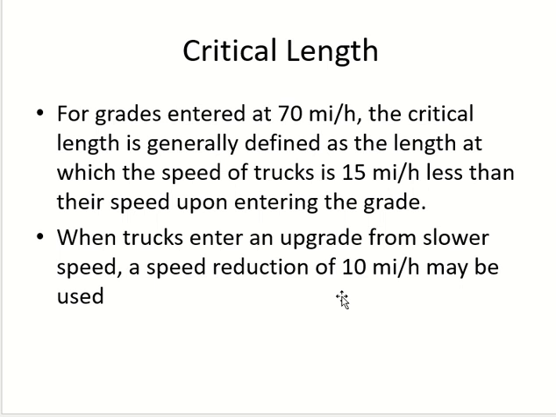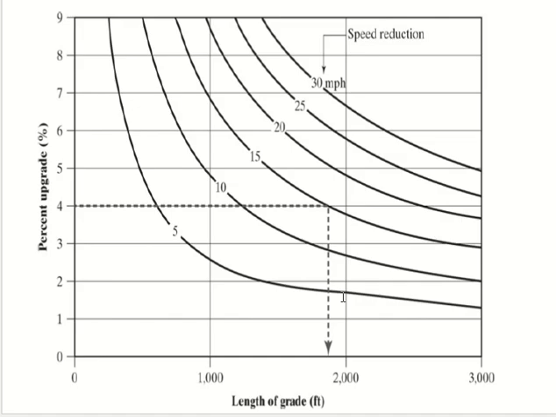So how do I know the critical length, up to which length this reduction will happen? We have this graph which shows you, for every gradient, how much length will give you a specific reduction in speed. These 5, 10, 15 are the reductions in speed of the truck, for a normal single unit truck. This curve is for a 5 miles per hour reduction. So if I have a 2% gradient and I restrict the reduction to 5 miles per hour, then my length should not be more than this.